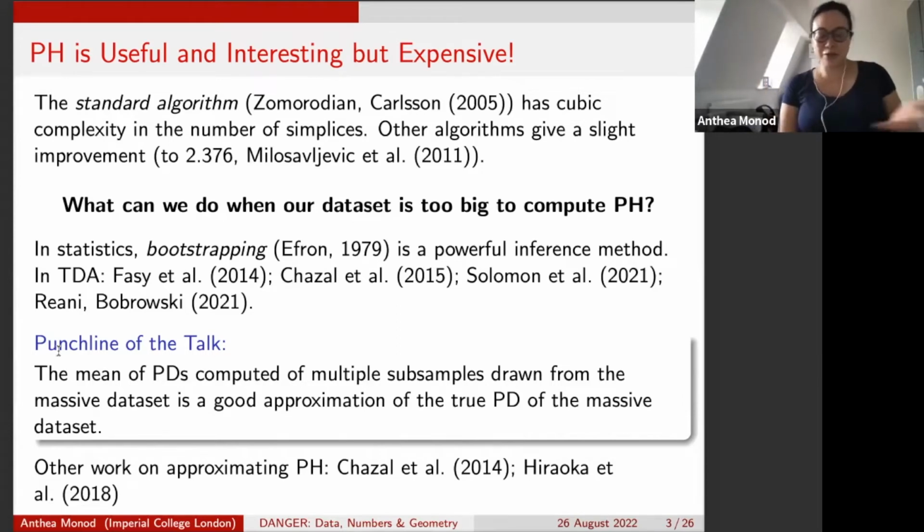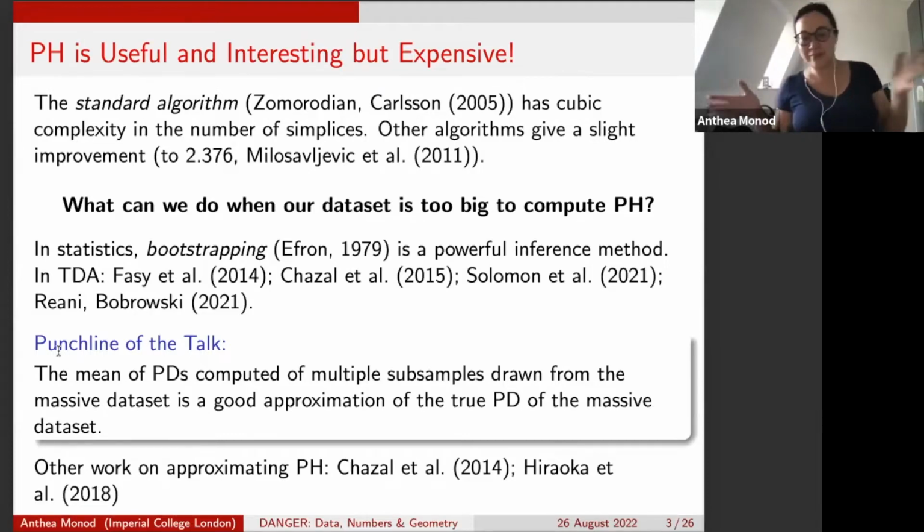So I'm going to start now with the punchline of the talk. If you want to run away and go do something else, here's really the punchline of the talk. What can we do when our data set is too big to compute persistent homology? Well, the mean of persistence diagrams computed from multiple subsamples, or bootstrap samples drawn from this massive data set, is a good approximation of the true persistence diagram of the massive data set.